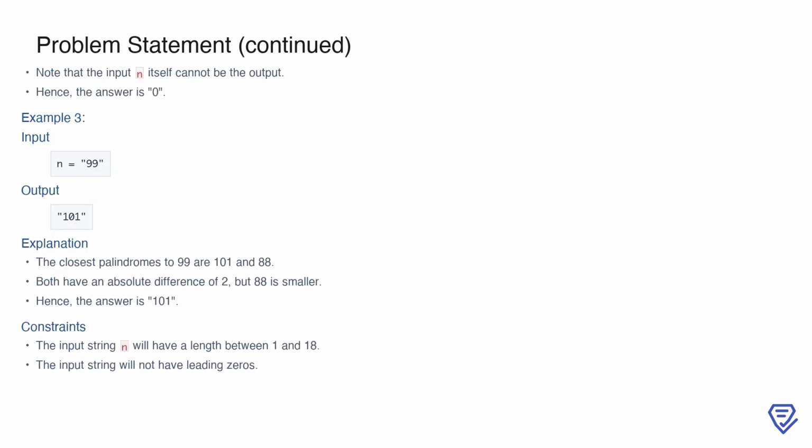Now, let's consider a third example with the input n equals 99. The closest palindromes here are 88 and 101. Both have an absolute difference of 2 from 99. However, since we need to return the smaller integer in the case of a tie, the answer is 101. It's important to keep in mind that the input itself, n, can never be the output. We must find a different palindrome that satisfies the conditions. These examples also highlight the importance of carefully evaluating ties and ensuring the smallest valid result is returned.